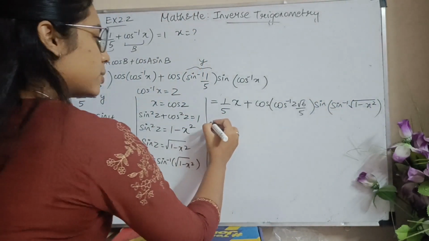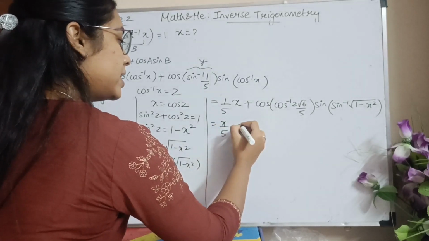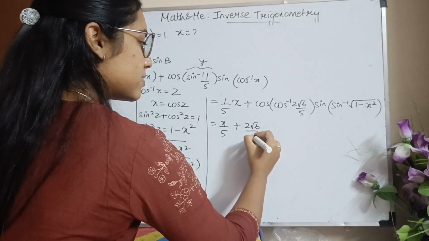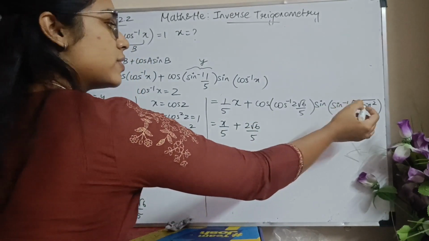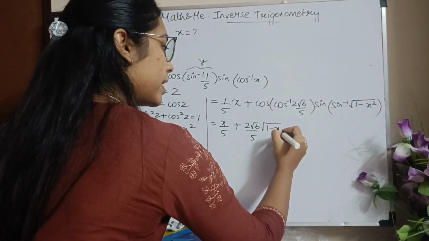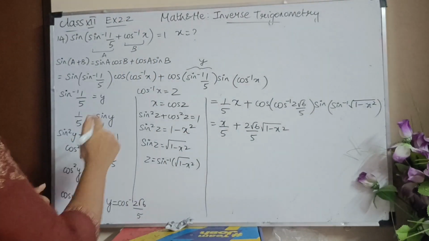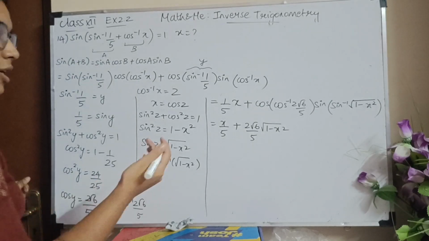So this is there. So what do I have here? x divided by 5 plus cos inverse of some value will become 2 root 6 divided by 5, and sin inverse of some value will become root of 1 minus x square. Okay. So I have solved the left hand side. They have given that this is equal to 1. Correct? So what is my next step?